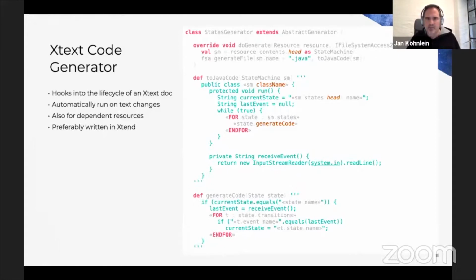But what you basically see here, you have an entry point, do generate, you get a resource. So Xtext actually creates an EMF model from your text files that are stored in the resource. And then you traverse the resource, and for whatever element you encounter, like state machine, you call to Java code or generate code and spit out some text. So this is basically how code generation works.